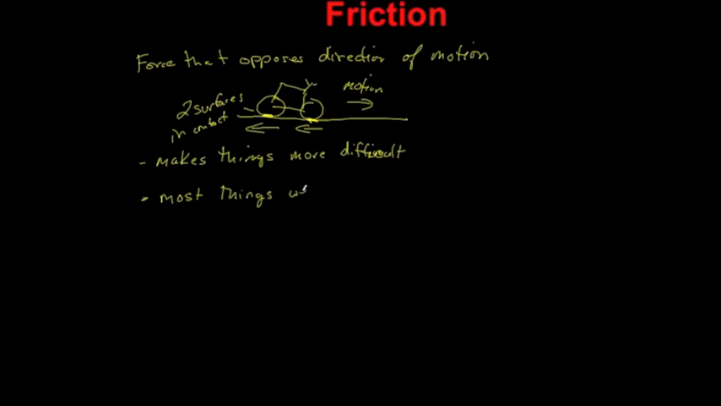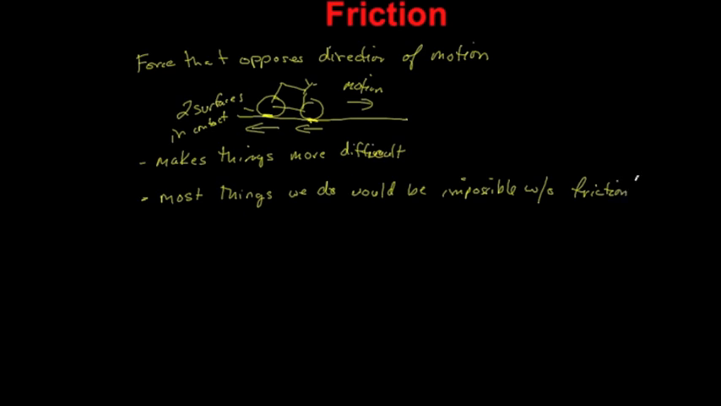Most things would be impossible without friction. Most things we do would be impossible without it. Without. That's W/O means without.